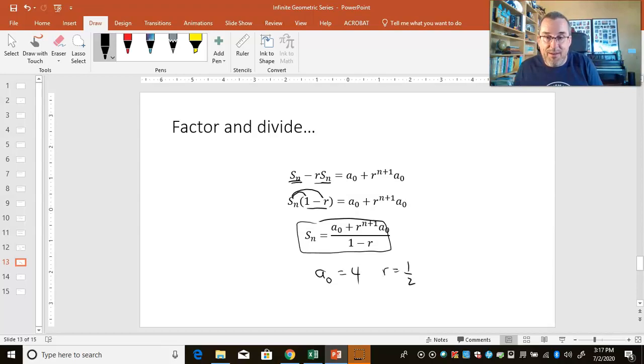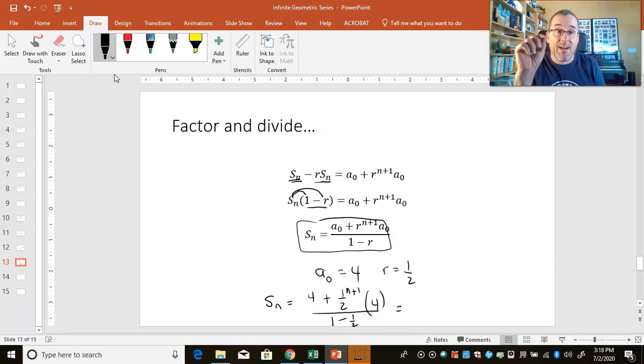So in our example, S sub n, the sum of the first n terms, remember Excel suggested it may be converging to 8. So I take the first term, 1 minus r raised to the n plus 1 power, all times 4, all divided by 1 minus r.